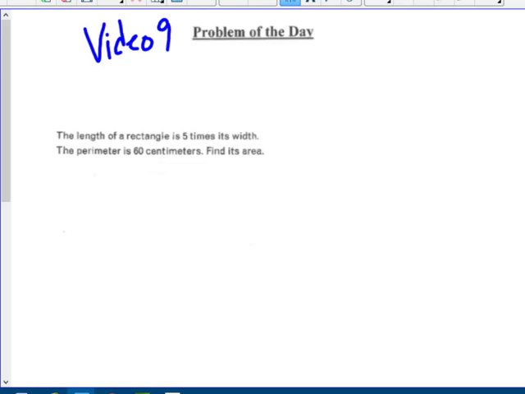The length of a rectangle is 5 times its width. The perimeter is 60 centimeters. Find its area. I would like you to do this problem of the day question on your own. Give it your best shot. Bar model this. So draw a model. Give it your best shot, try it, and we'll go over this in class tomorrow.